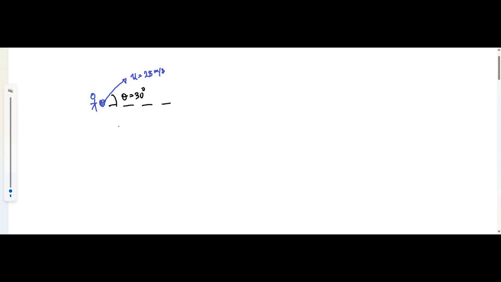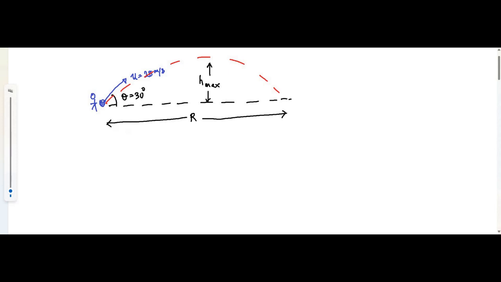So first let us draw the trajectory. It will be something like this. Okay, this is the maximum height, this is the net horizontal distance, the horizontal range, and then we have the time of flight.